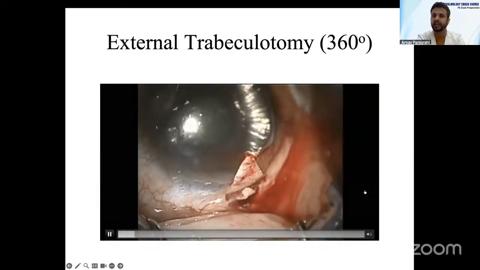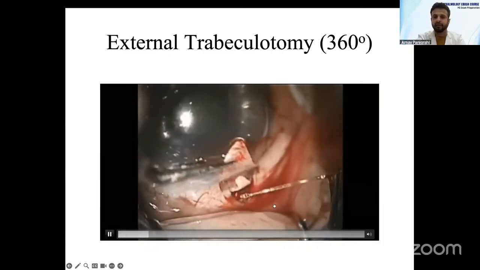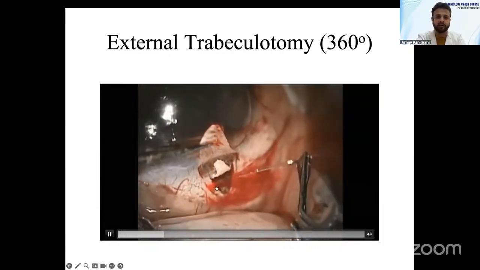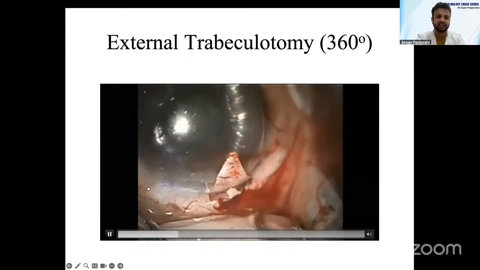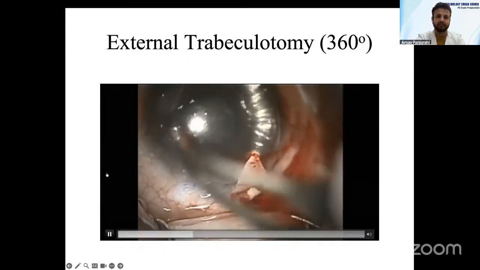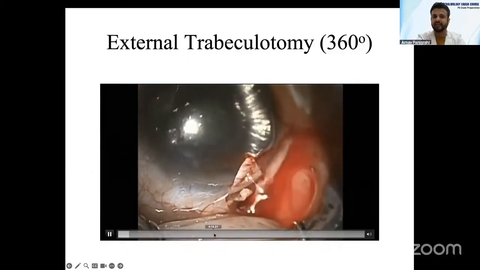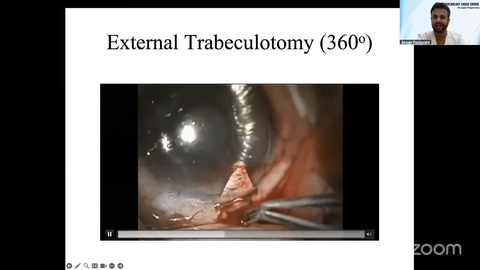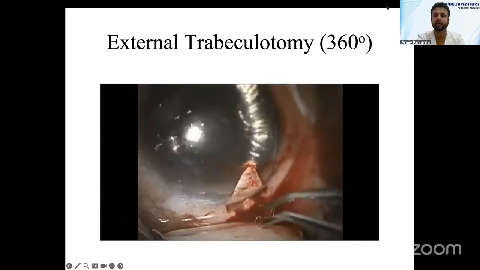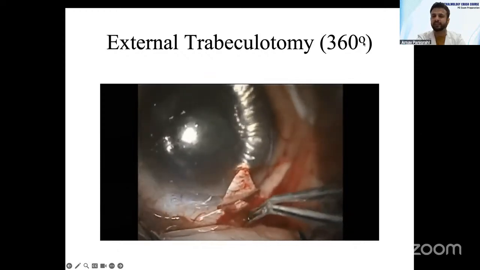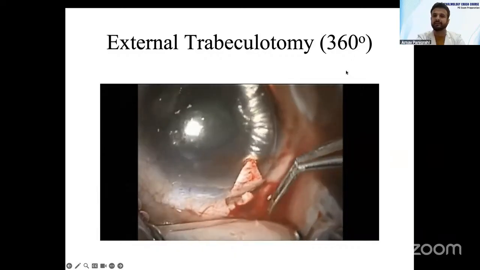Here we are using an illuminated microcatheter, and we are performing an external trabeculectomy. Here you can see the catheter going around the arc. Performing this with a suture is quite difficult because it's more or less a blind procedure. Hence we mainly use an illuminated microcatheter, whose availability is quite scarce in resource limited settings like India.